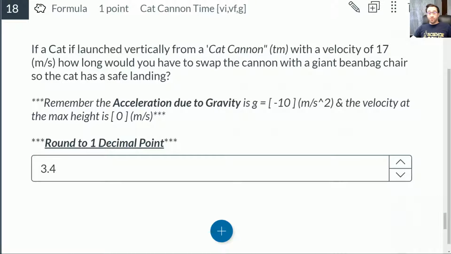The only piece of information that I've given you explicitly is the initial velocity, how fast the cat's being launched out of the tube. Cool. So the initial velocity, v sub i, is 17 meters per second.